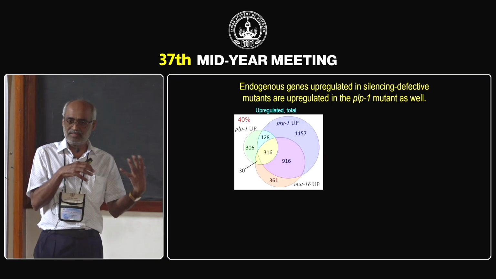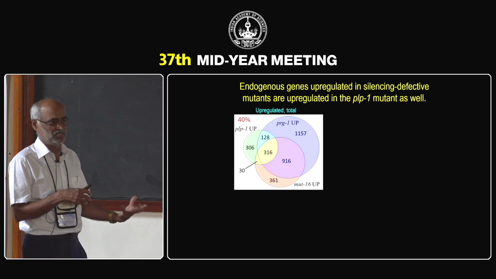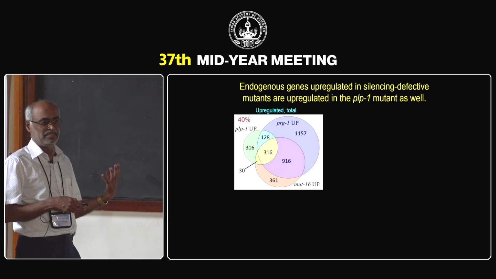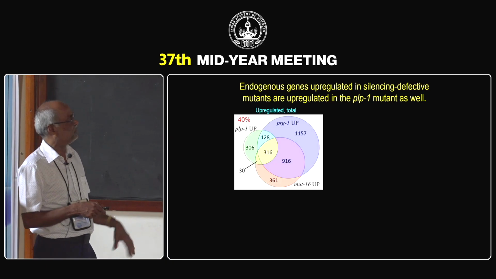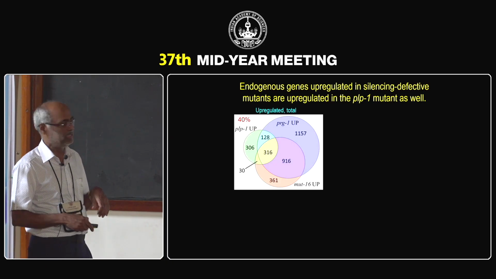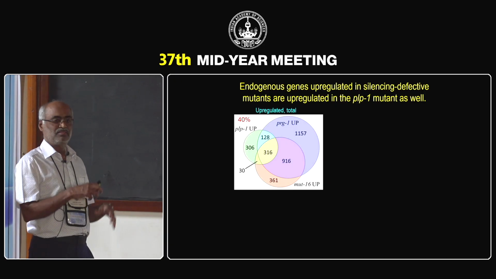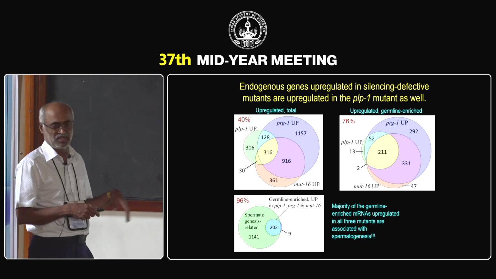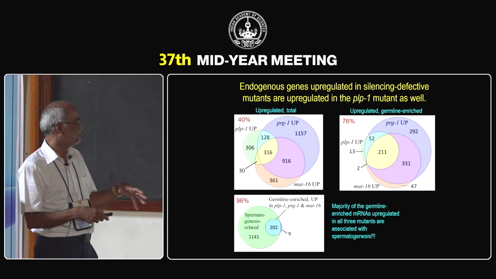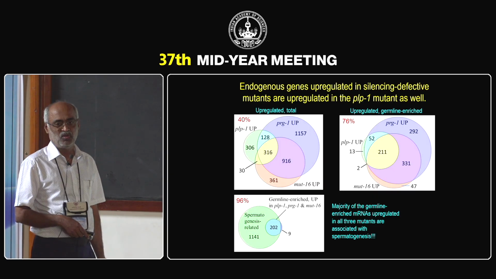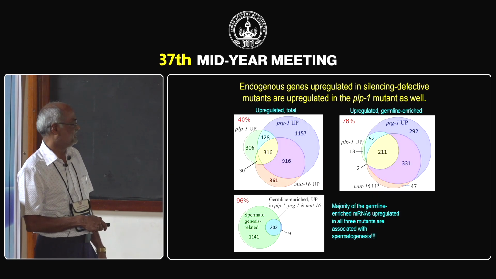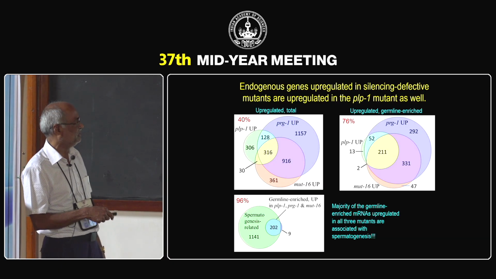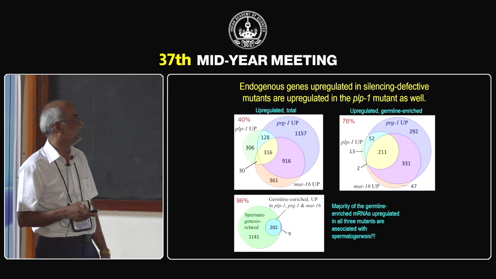Another strand of evidence to support our conclusion that PLP-1 is required for germline silencing is that we looked at the genes upregulated in other pathway components like PRG1, that I mentioned earlier, and MUT16, another one. The upregulated groups largely overlap, and that's what these Venn diagrams tell you. Among them, the predominant group is the sperm related genes. 96% of the sperm-related genes upregulated in the PLP-1 mutant are upregulated in both PRG1 and MUT16 as well.